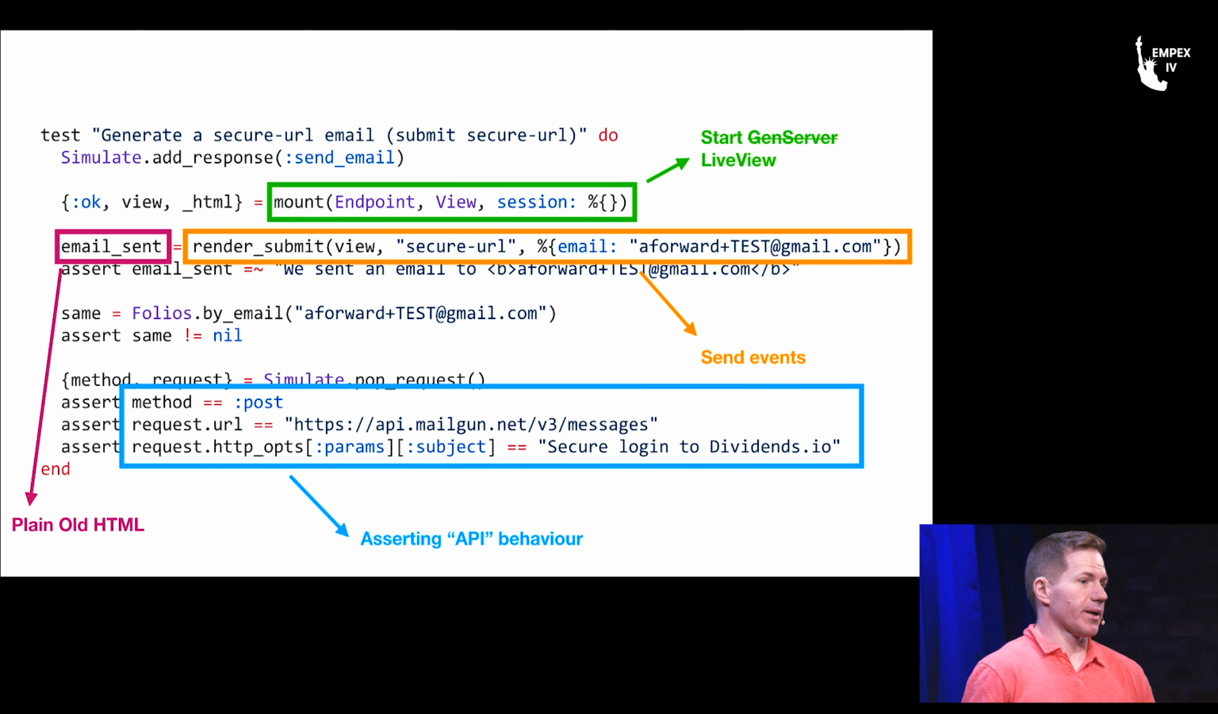Depending on how much you want to split it up, you can now also do your API behavioral tests. So not only do we want the secure URL to paint the right picture, but we also want to assert that an email was sent, that the URL for tracking it works as is, and it says, for instance, the secure login for dividends.io.